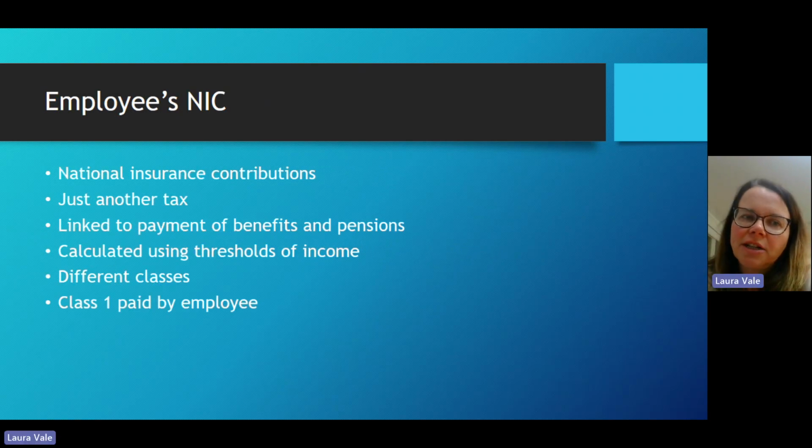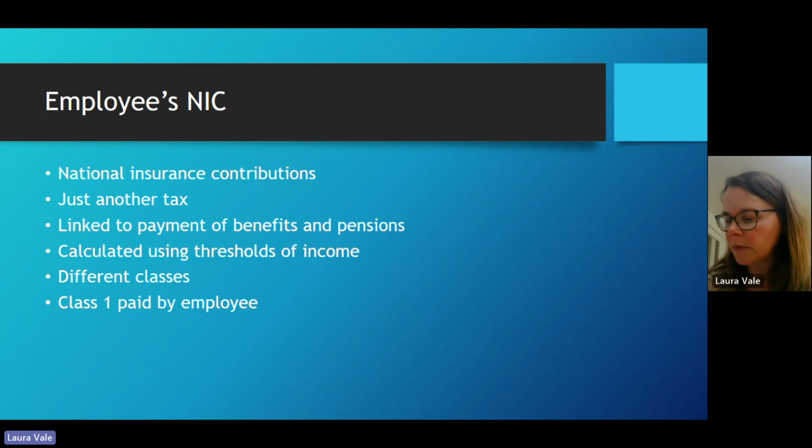Another statutory deduction is your employee's national insurance contribution, which basically is just another tax. It has been linked to payments of benefits and pensions, but I think if we're honest, it all just goes into the melting pot to pay for whatever by the government alongside our income tax. This one is calculated using thresholds of income. And it is class 1 that is paid by the employee.